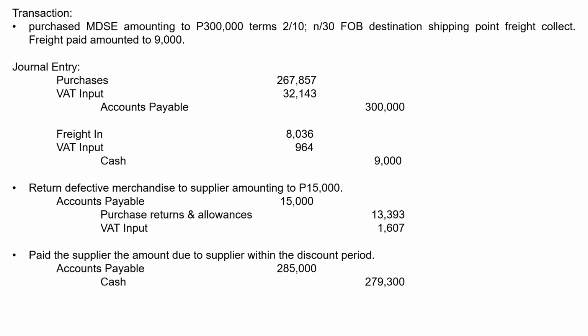So now your 5,700 is inclusive of VAT. So divide it by 1.12. So 5,089 pesos is your purchase discount, and then VAT input is 611. So how did we get the VAT input of 611? That is your 5,700 divided by 1.12. So 5,700 minus 5,089 pesos, so that's 611.